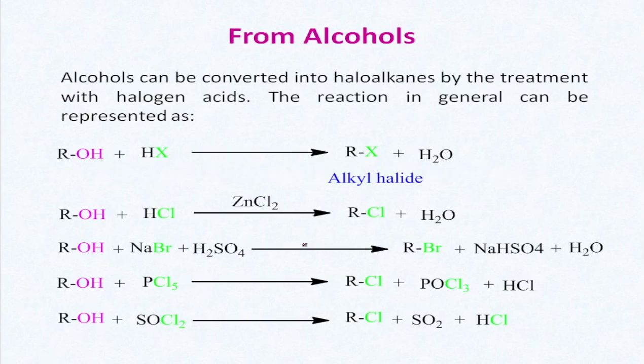Preparation of haloalkanes from alcohols. Alcohols can be converted into haloalkanes by the treatment with halogen acids. The reaction in general can be represented as: alcohol gives haloalkane. Number 1, alcohol with halogen acid. Halogen acid is H plus any halogen: chlorine, bromine, iodine. You get alkyl halide. For example, ROH plus HCl gives RCl, ROH plus HBr gives RBr.